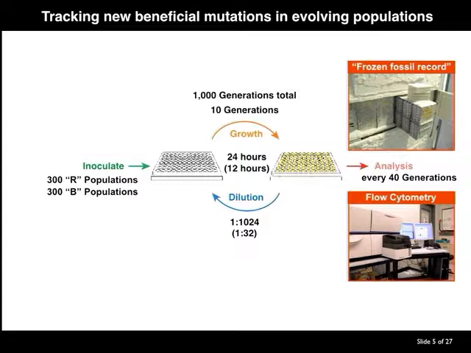During the course of this experiment, every 40 generations, we took an aliquot of these cells and we froze them down, so we have our frozen fossil record. And we also exposed an aliquot of cells to alpha factor and ran them through the flow cytometer. And this would tell us very quickly what fraction of sterile mutations were in each of these 600 populations. And so here's one of those 600 populations.